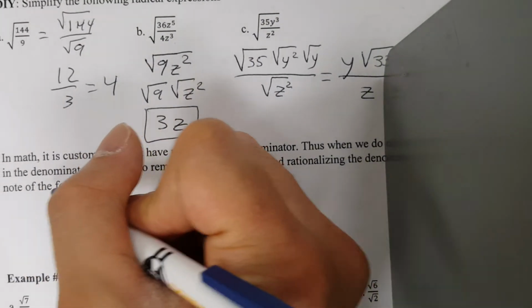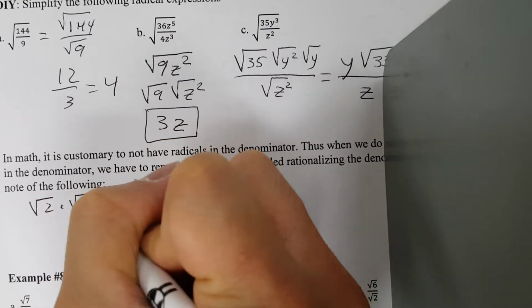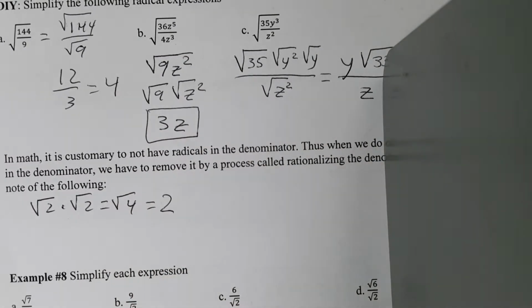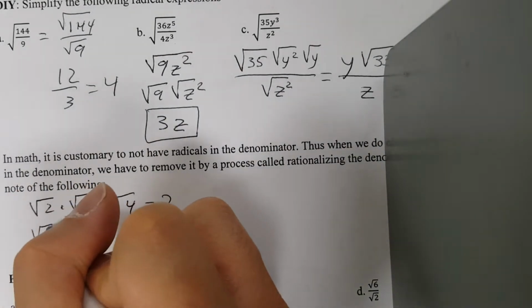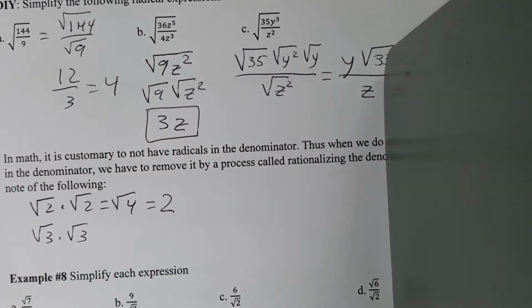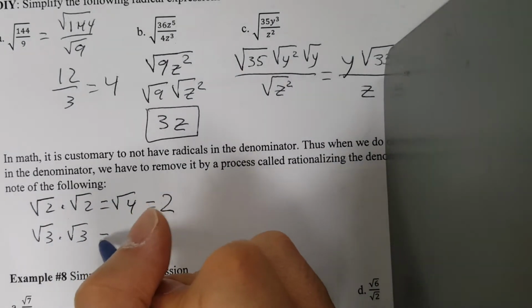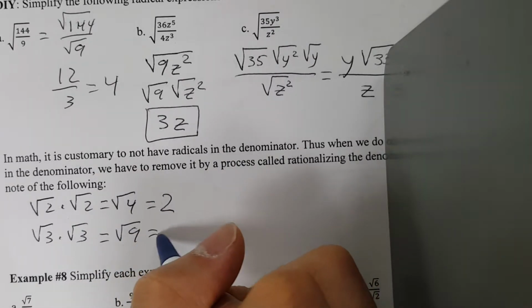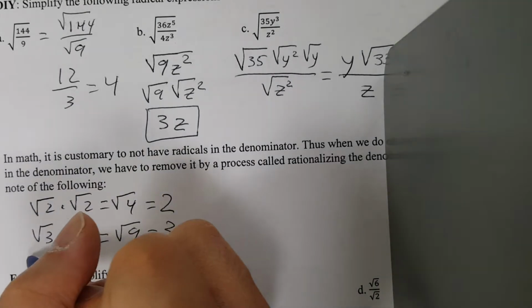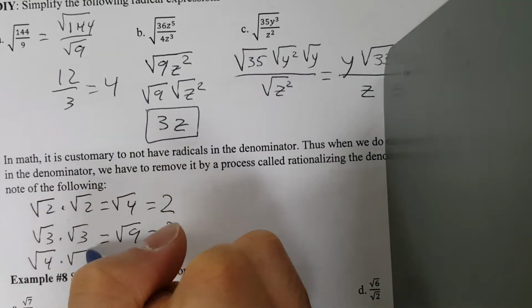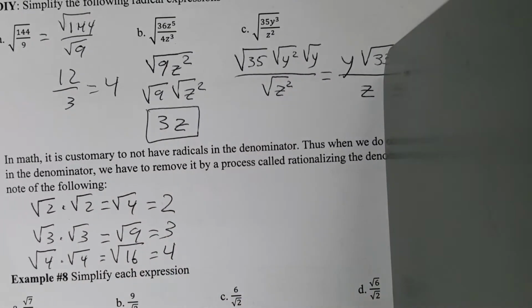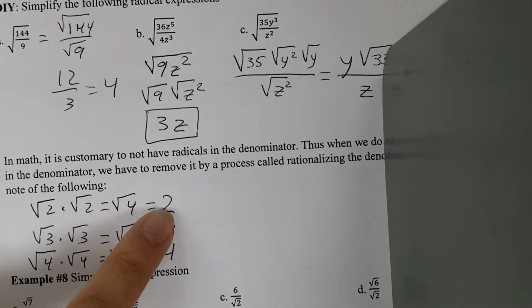Now, I want you to take note of this. If I have root 2 times root 2, it's root 4. So it's just 2, right? Now let's think about root 3 times root 3. Root 3 times root 3 is root 9, but what is the square root of 9? 3. If I have radical 4 times radical 4, it's radical 16, and it's 4. So look, if I'm multiplying by the same radical, the number is just what the radicand is.